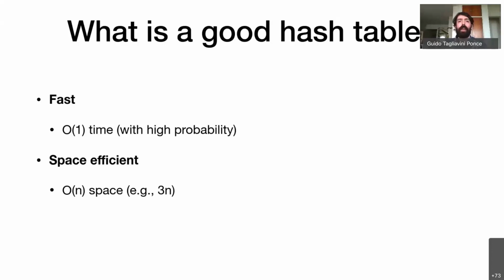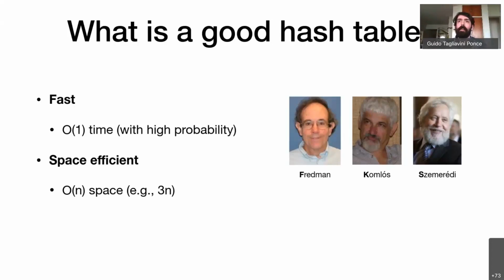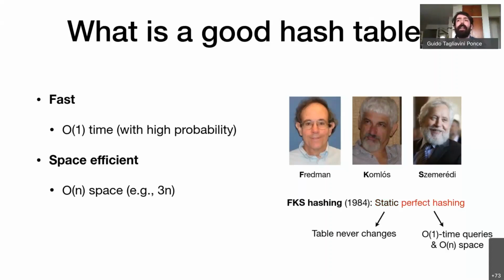And for quite some time, we have known how to build hash tables with these properties. Interestingly, the first important step towards achieving hash tables with this property was taken by 3 very remarkable Rutgers faculty, namely Michael Fredman, János Komlós, and Endre Szemerédi. They published in 1984 a paper of a hashing scheme that nowadays is known as FKS hashing. They did static perfect hashing. Static means that the table never changes, so there are really no insertions and deletions. And perfect hashing means that it has these two properties of being fast and space efficient.